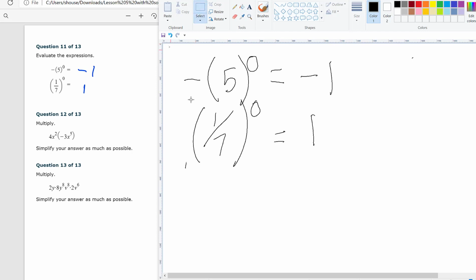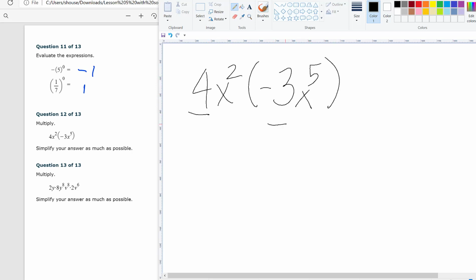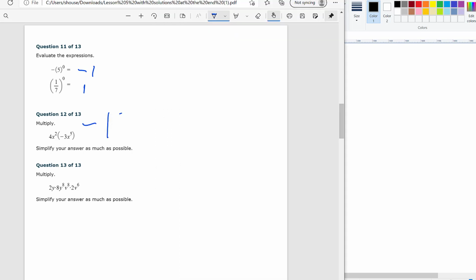And now just a couple of review problems. 4x squared times -3 x to the 5th, positive times a negative, -12, x to the 2nd, x to the 5th, multiplied, add your exponents. -12 x to the 7th.